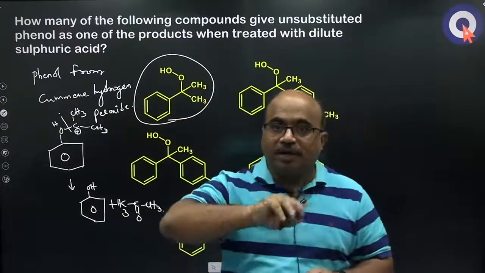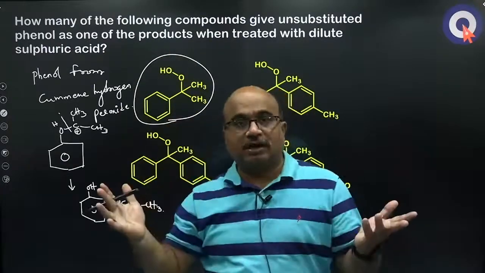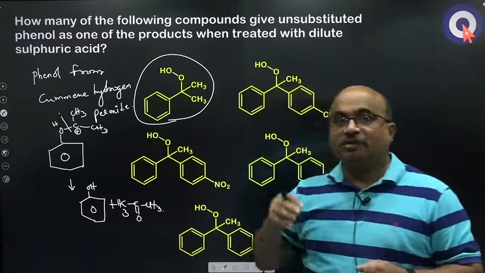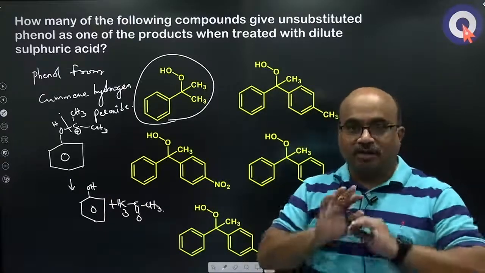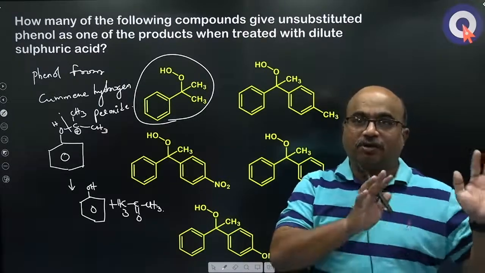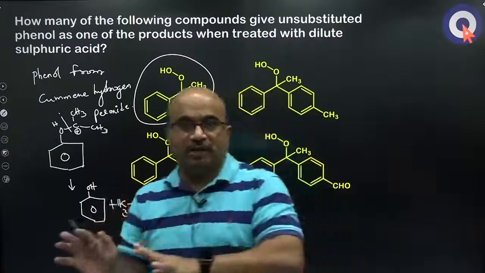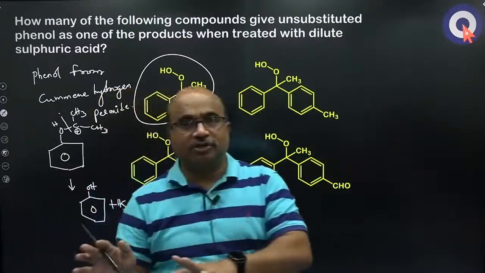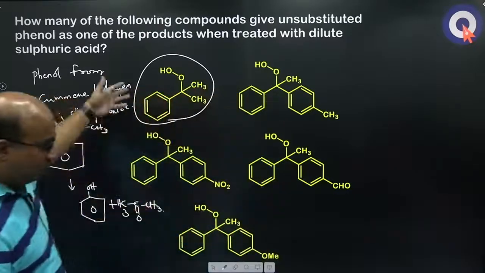So which group generally migrates? The one which is more electron dense. The one having a plus M group migrates better, and the one having a minus M group will not migrate better. So when there is a phenyl without anything, or a phenyl with a minus M group or plus M group, which migrates better? These are the cases that we considered simply.